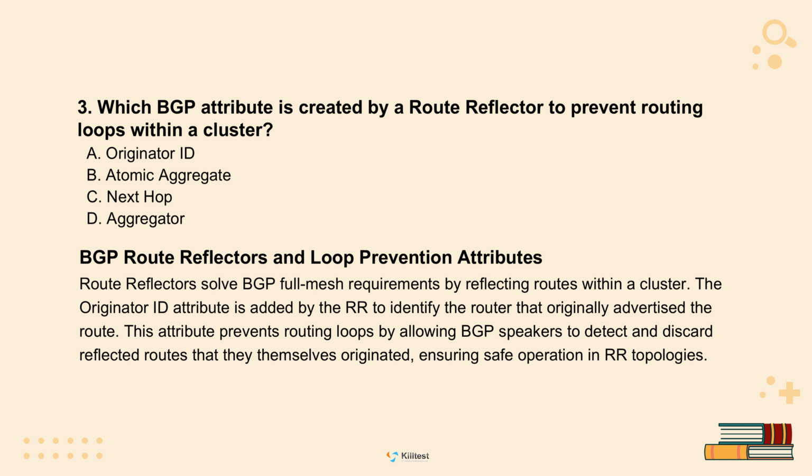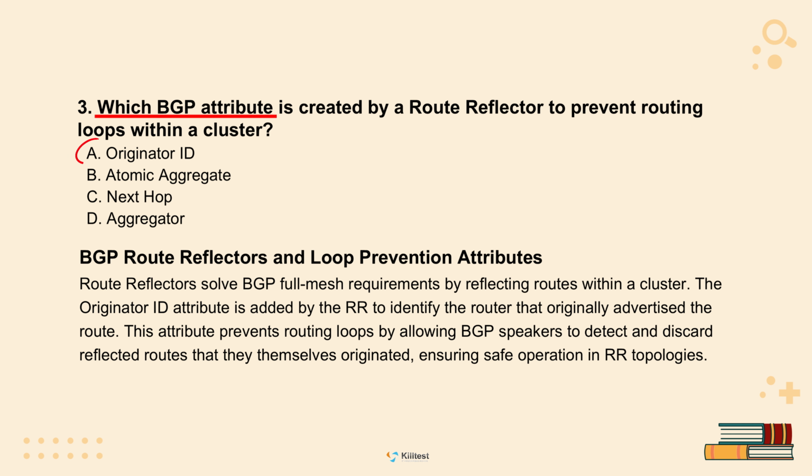Okay, now here's where it gets really interesting, sticking with BGP stability, but let's look inside an AS. Route reflectors. Exactly. Architects use route reflectors to avoid that full mesh nightmare, but that creates a new risk: loops within the reflector cluster. So which BGP attribute is created by the route reflector specifically to stop those internal loops? That mechanism is the originator ID attribute.